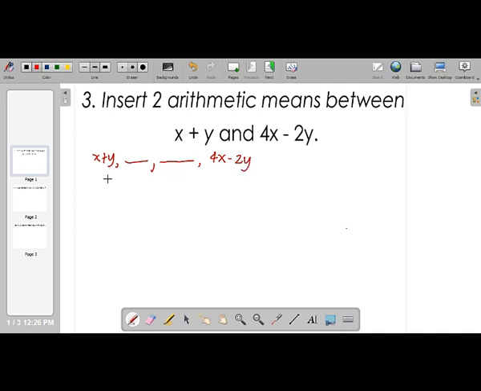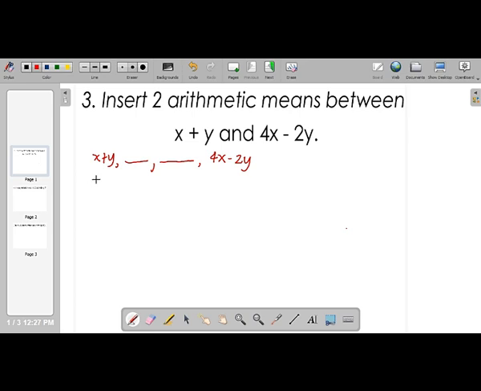Now, when you look at it, it looks difficult, it's more challenging because we're dealing with variables x and y. Okay. So even though, class, we're dealing with variables here, don't worry, because the process of solving this is the same as the process that we did in problem number 2.